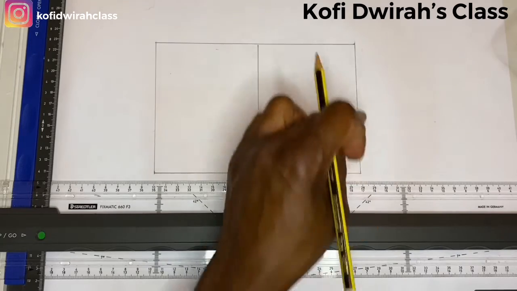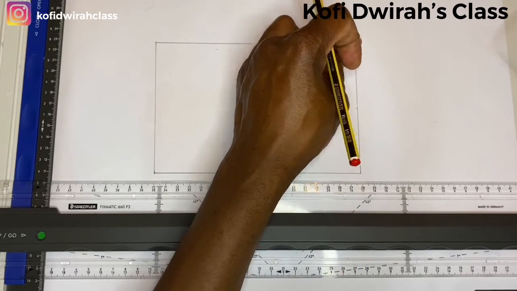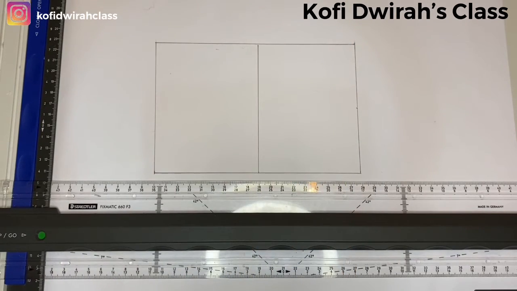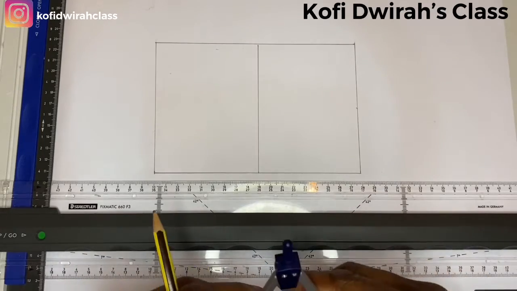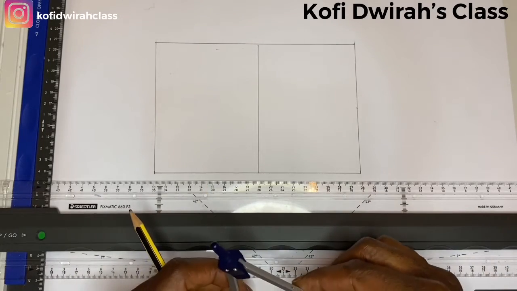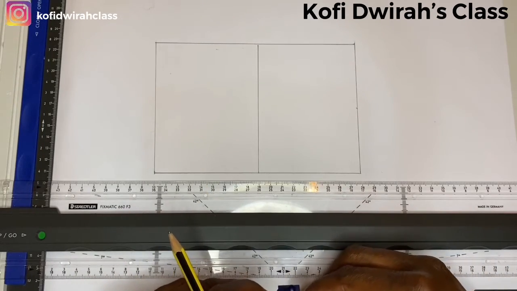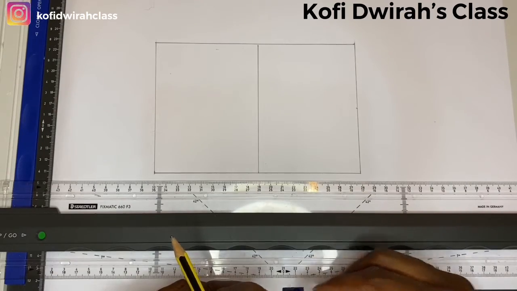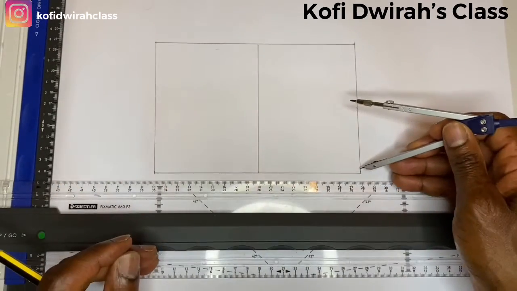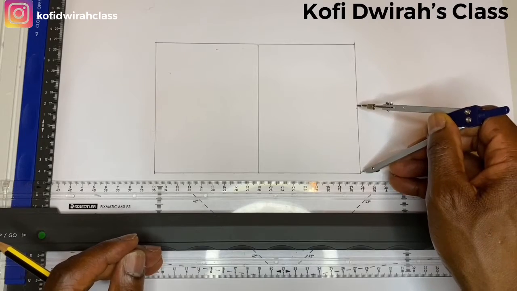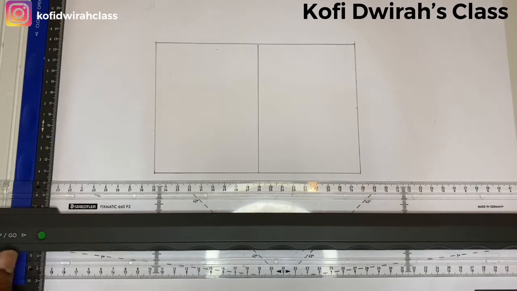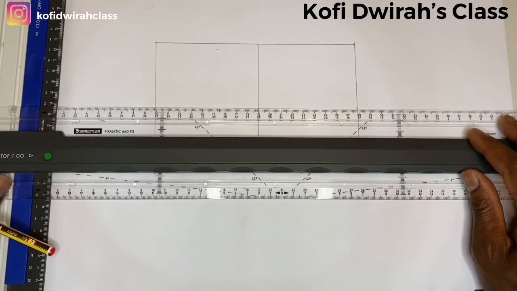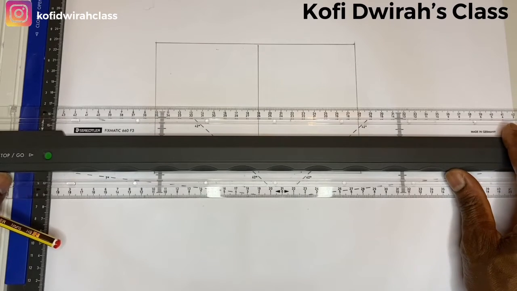And from this side to the other side here is 12 centimeters. So you divide the 12 into 2. Then you have 6 centimeters. So you measure 6 centimeters. Then you divide it. 6 centimeters is somewhere here. Then you divide it. You draw your line.